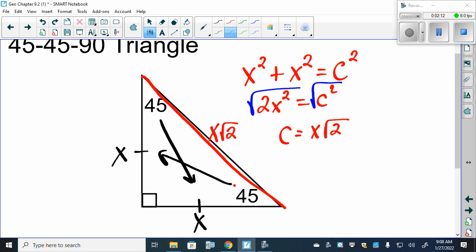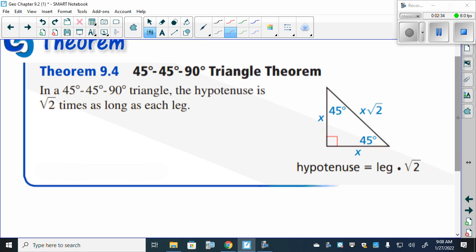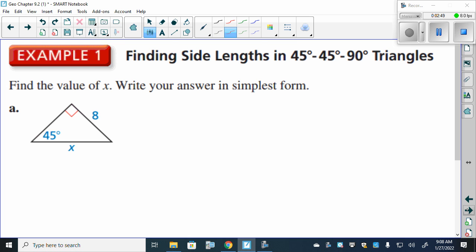The sides opposite the 45 are going to be the same. So whatever this side length is, the hypotenuse is going to be whatever that length is times the square root of 2. And really, that is what our theorem says: in a 45, 45, 90 triangle, the hypotenuse is the square root of 2 times as long as each leg. So the leg times the square root of 2 will give us the hypotenuse.